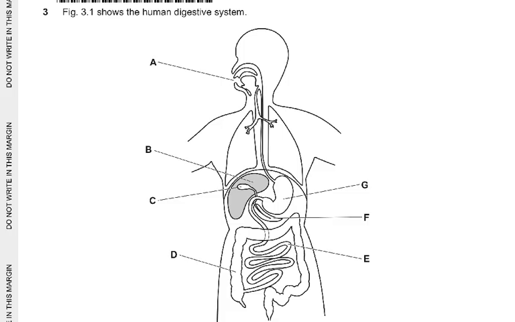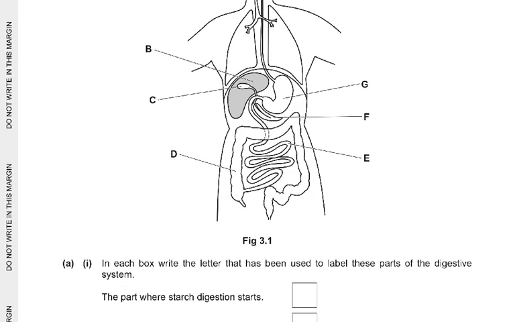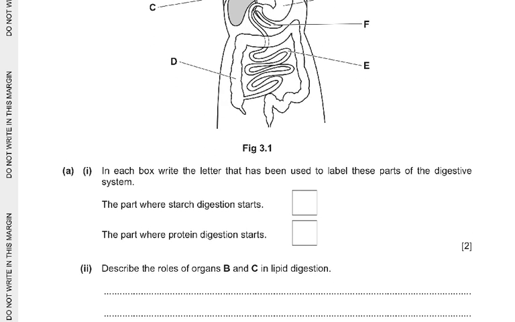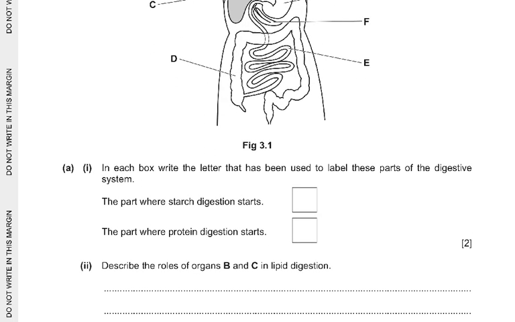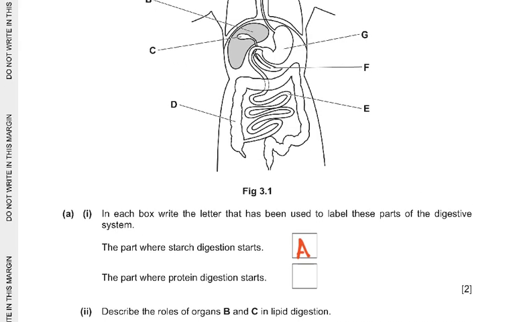Figure 3.1 shows the human digestive system and we've got all this labeled. A is the buccal cavity, B is the liver, C is the gallbladder, D is the stomach, F is the pancreas, E is the small intestine, and D is the large intestine. In each box, write the letter that has been used to label these parts of the digestive system. The part where starch digestion starts is A, in the mouth, and the part where protein digestion starts will be G, in the stomach.